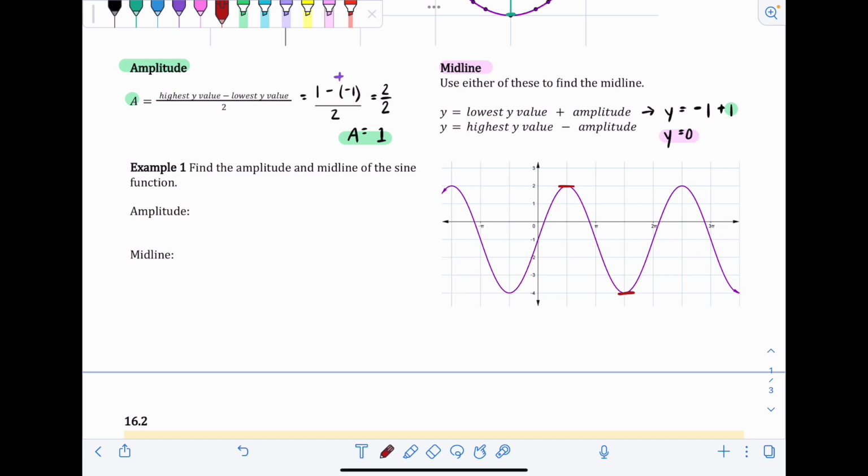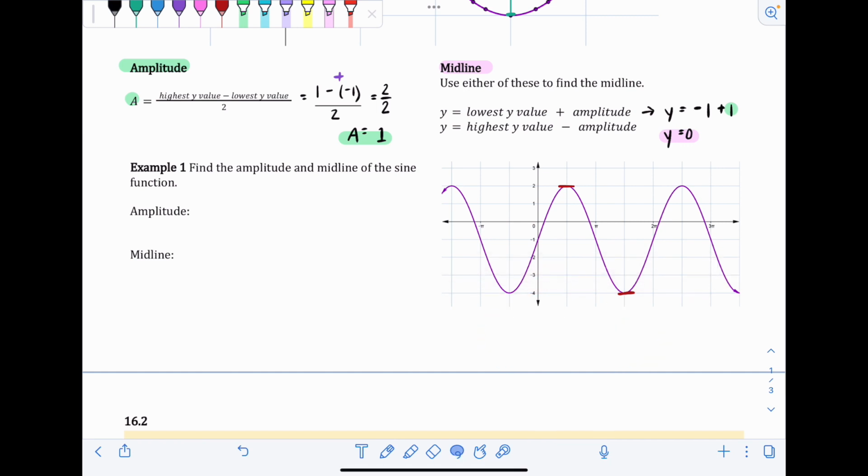And if you want to find the middle point using a little expression, middle point just means average. So you would do 2, the highest point, plus the lowest point, which is -4, which 2 plus -4 is -2. And then to find the average of two numbers, you have to divide them by 2. So it ended up being -1. So the midpoint would be -1, or you could just count that on the graph.